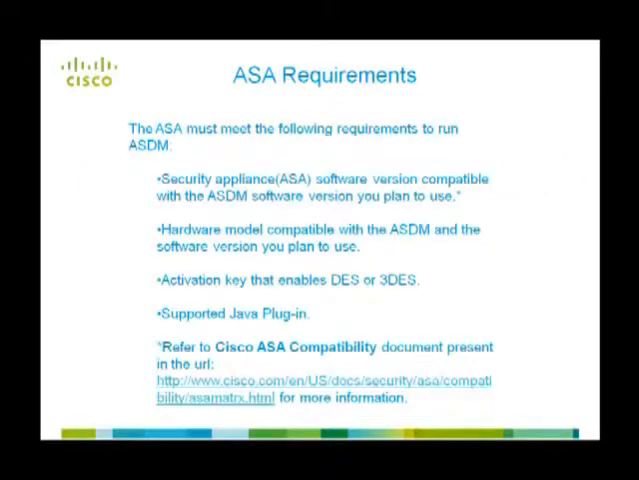Following are the requirements that the ASA must meet to be accessible using ASDM. The security appliance software version must be compatible with the ASDM software version used. The hardware model of the security appliance must be compatible with the ASDM and the ASA software versions. An activation key that enables DES or 3DES is required. And finally, the support for Java plugin is mandatory. Refer to the Cisco ASA compatibility document for more information on compatibility.